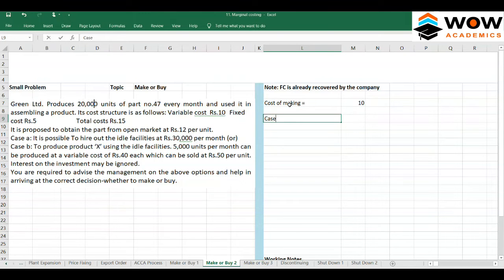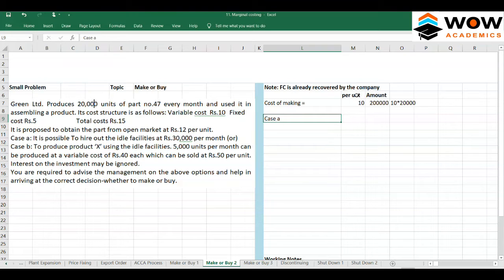And we have two cases here. So we have case A. We'll start from that. Case A is it is possible to hire out the facilities at rupees 30,000 per month. So cost of making is 10 per unit, and in terms of amount it's going to be 10 into 20,000. So that comes to 2 lakhs. Now the case tells you if we are not going to produce the product, we can let out the facility for rent, and we'll also get another 30,000.